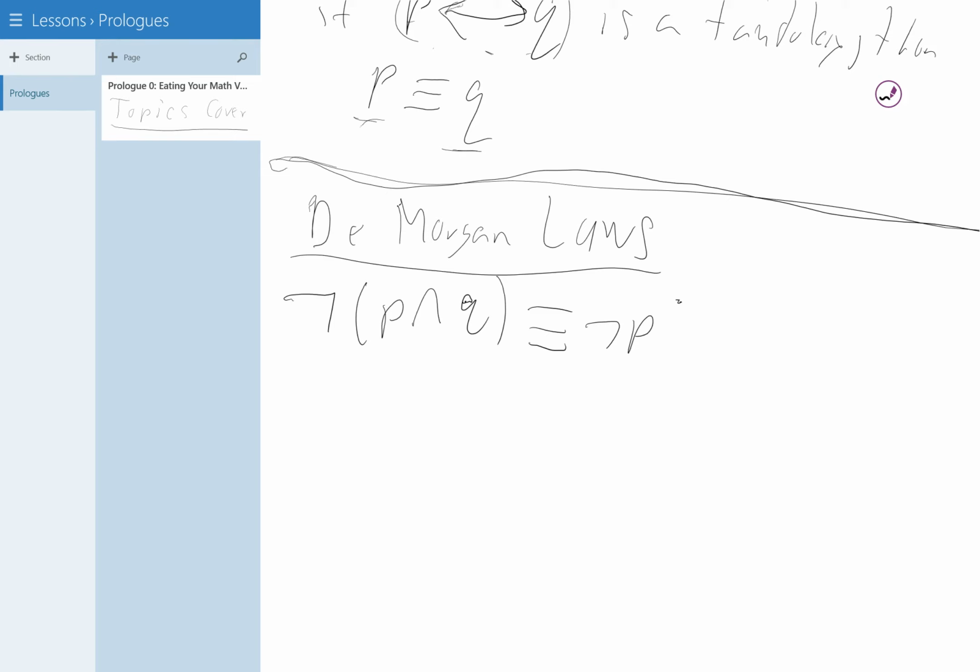Is the same as not P or not Q. Right? And then it's also saying the not of an OR statement. So it's saying the not of an AND statement is the same as notting the individual statements and then changing the AND to an OR. And it's saying the not of an OR statement, P or Q, is the same as notting the individual statements and then turning the OR into an AND. That's De Morgan.